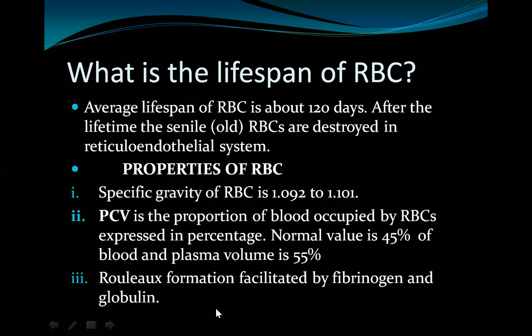Then red blood cells tend to form a rouleaux. This rouleaux formation is a property where you'll see the red blood cells piled up together like coins. This is facilitated by the plasma proteins, fibrinogen and globulin. I hope you remember the plasma proteins.